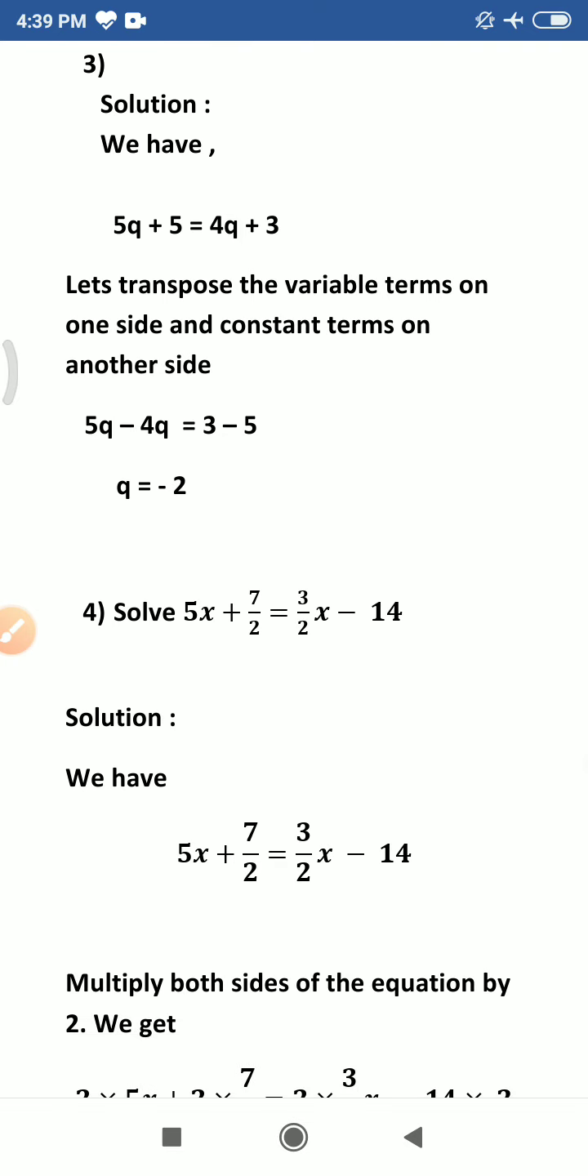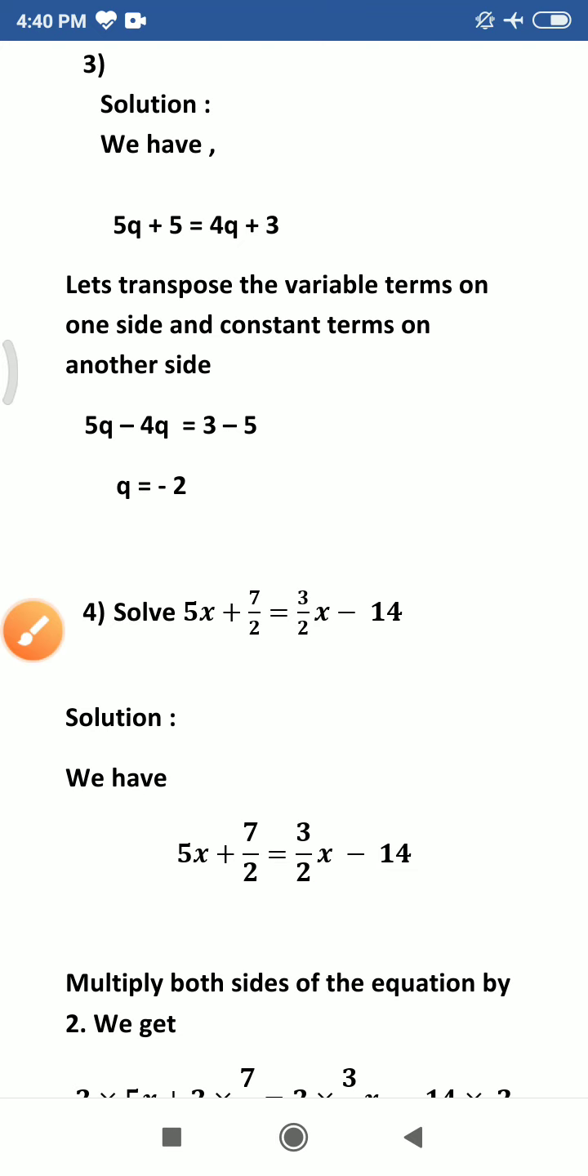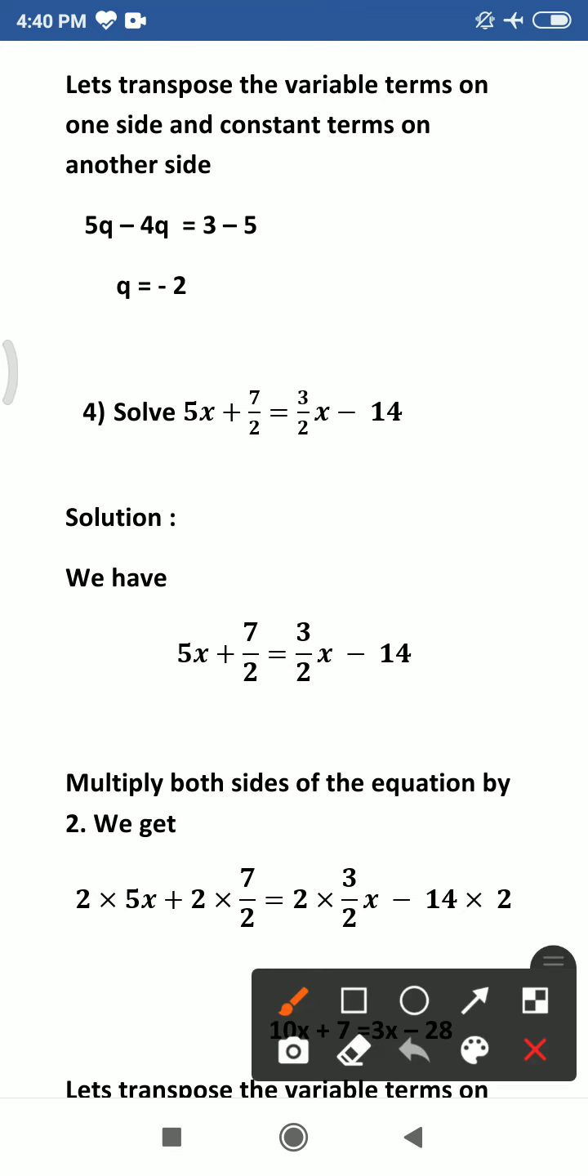5x plus 7 divided by 2, that is 5x plus 7 upon 2, equal to 3 by 2x minus 14. So what we will do, we will remove this denominator 2 and convert this equation into the simplest form. To do this, we will multiply by 2 on both sides. While multiplying by 2 on both sides, we have to multiply each term.